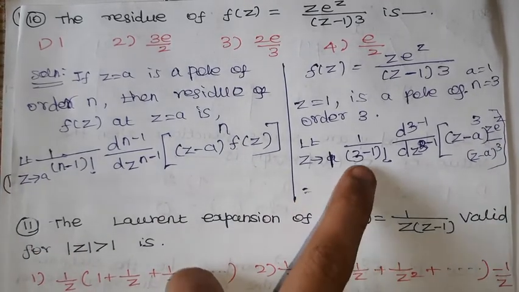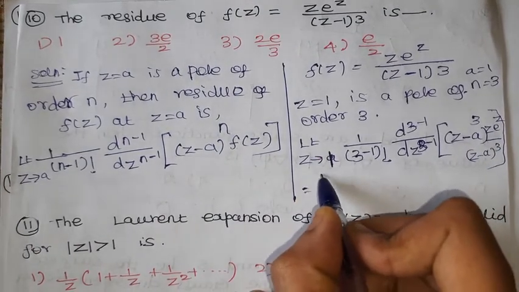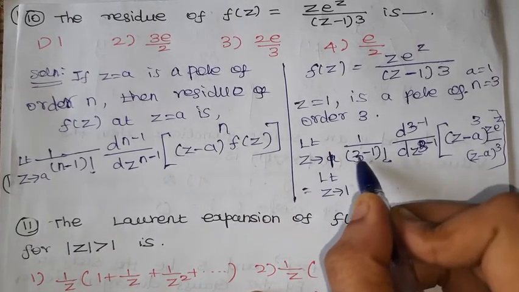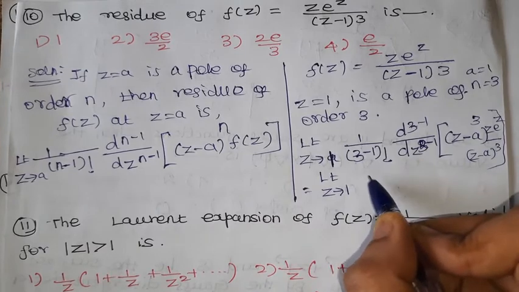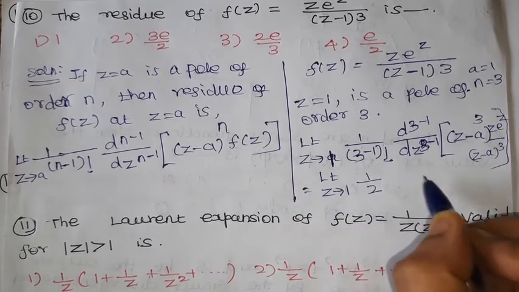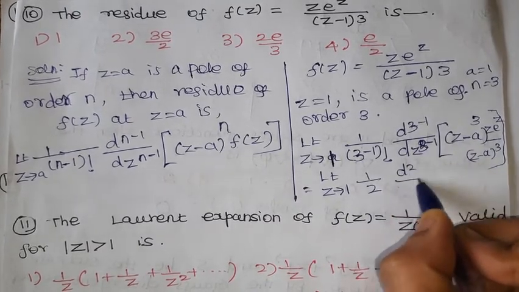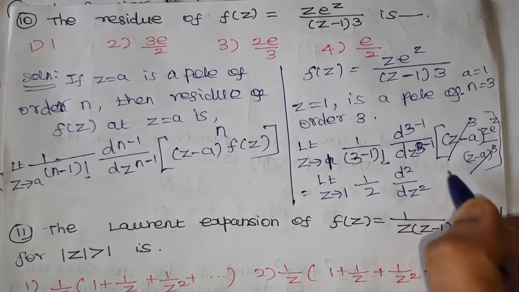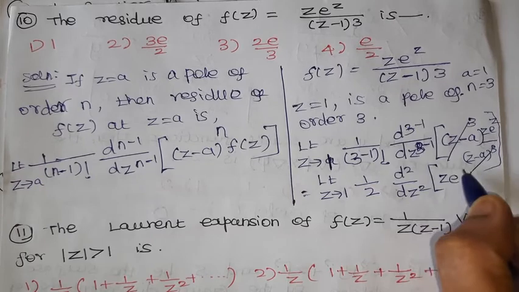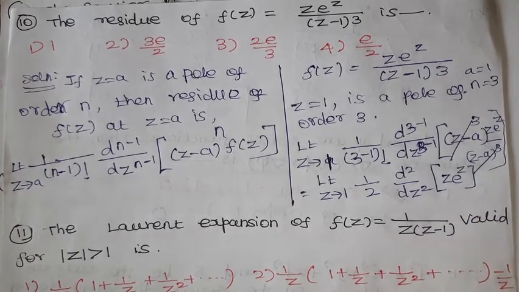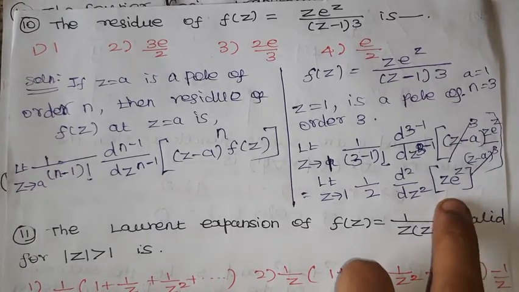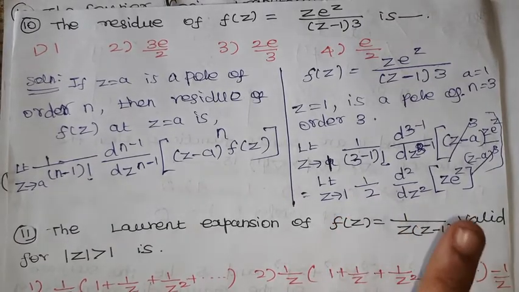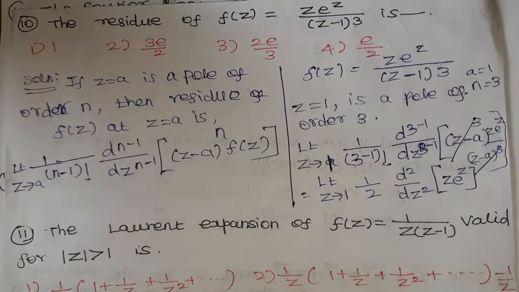Limit z tends to 1 of 1 by 3 minus 1, that is 1 by 2 factorial, which is 2, into d squared by dz squared. Cancel this term, z minus a the whole cube and z minus a the whole cube, leaving z e power z. So we are going to differentiate this term two times and substitute 1 in place of z to find the answer.